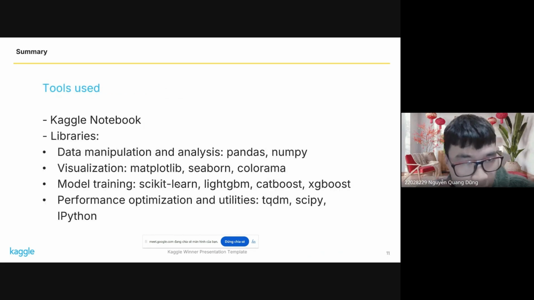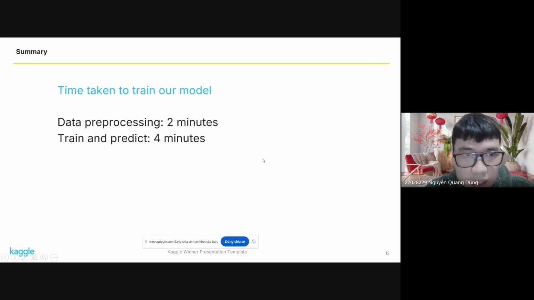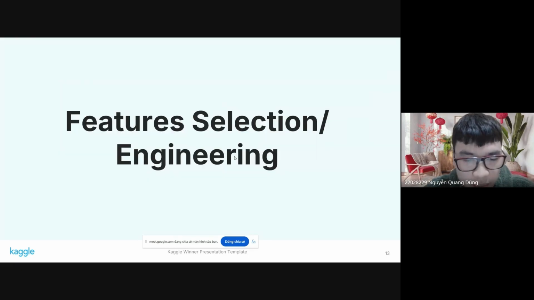We use the Kaggle environment, of course, along with common Python libraries for data manipulation, visualization, and model training. The data pre-processing takes about 2 minutes, and the training and making prediction takes about 4 minutes. Moving on to the feature selection and engineering process.